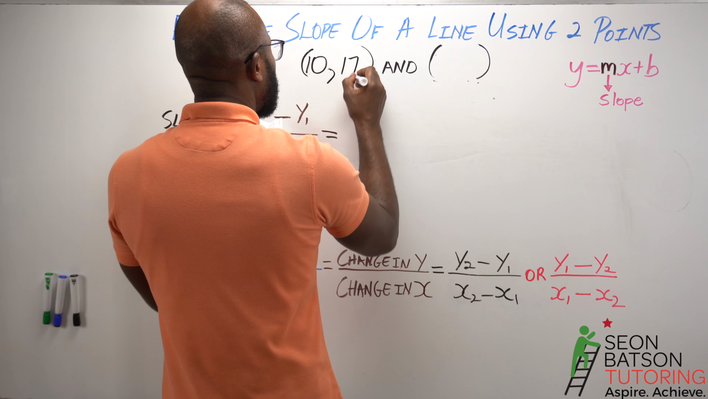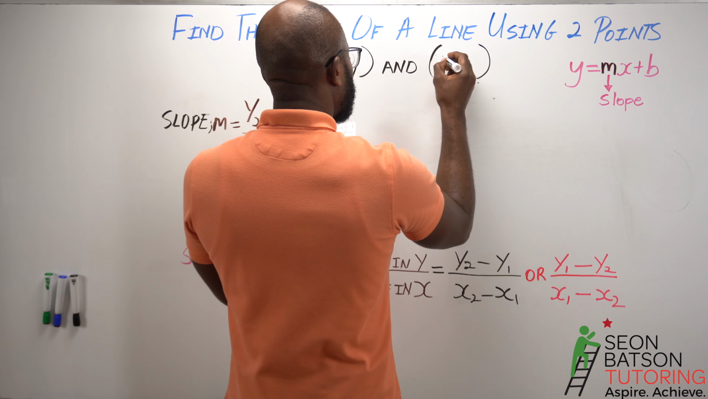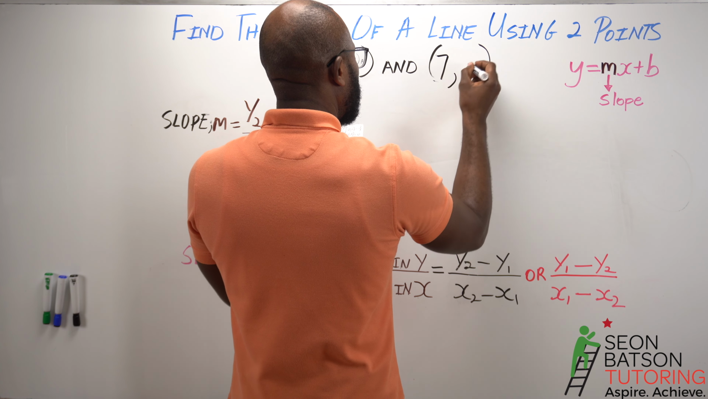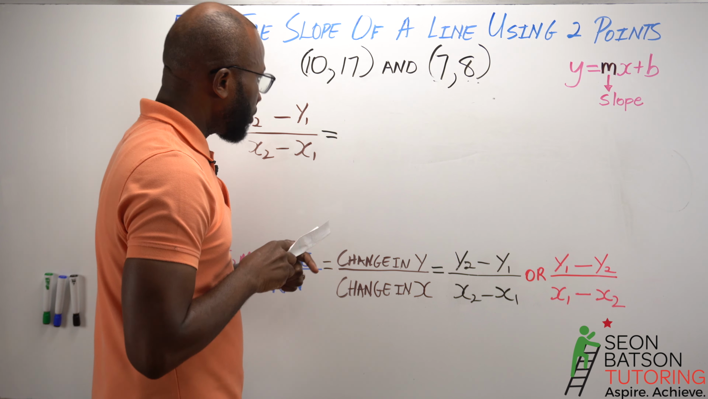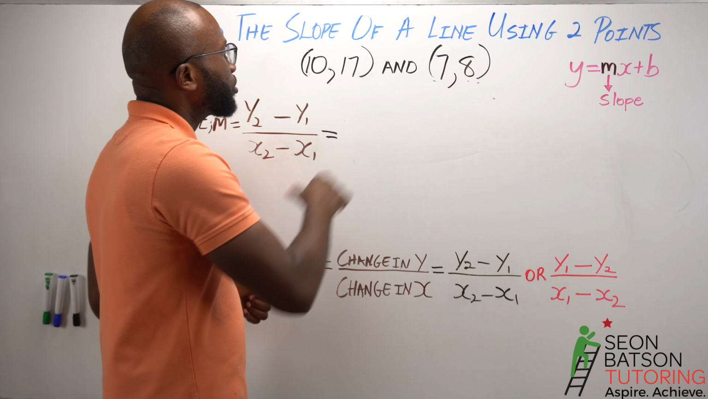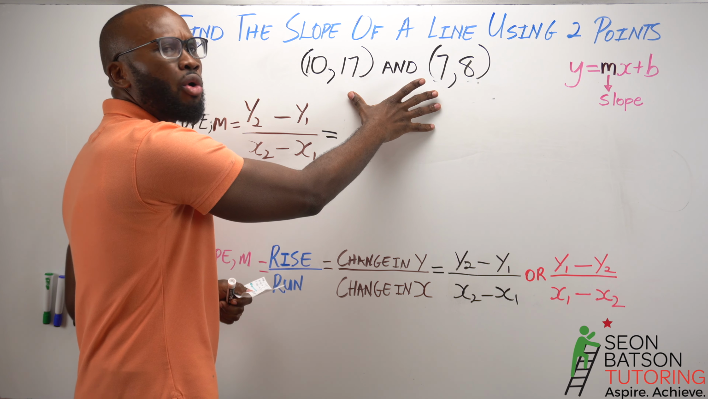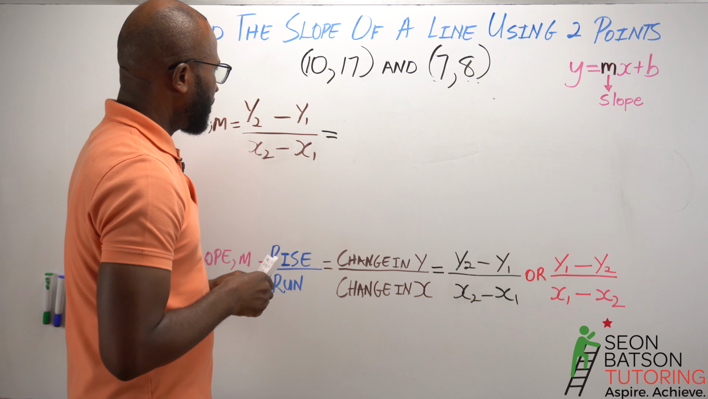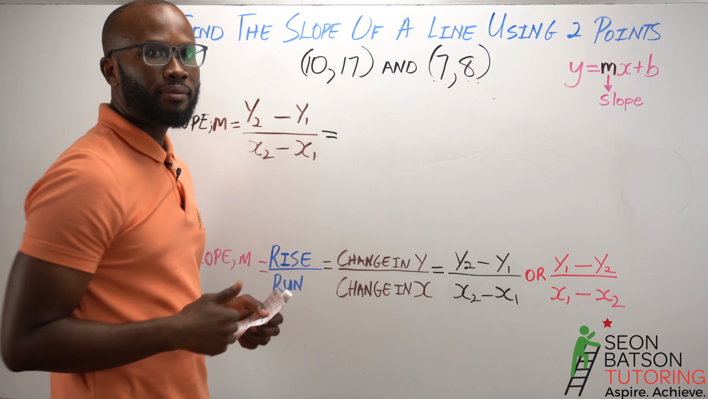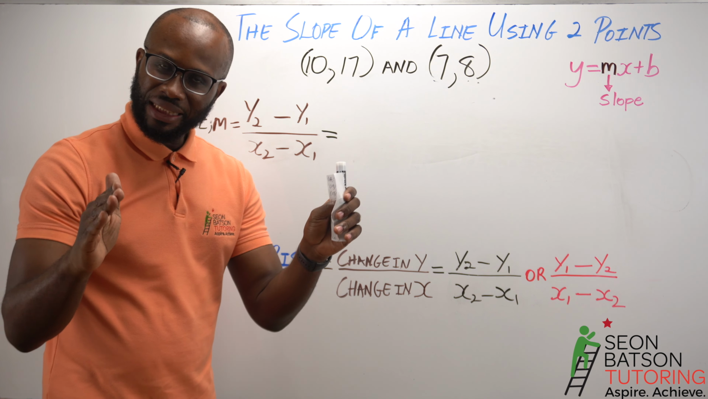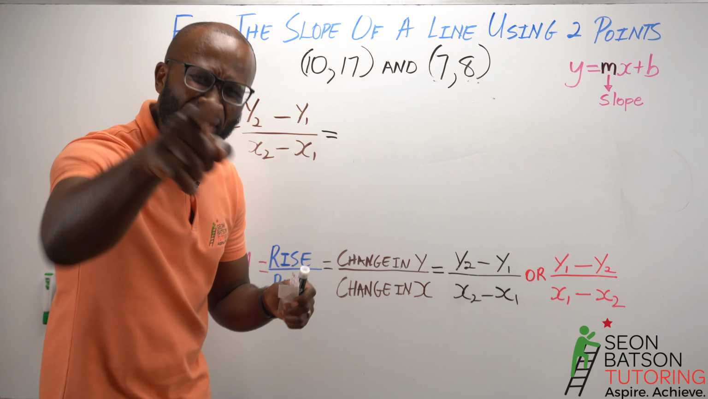And try this problem on your own. You're going to pause the video and find the slope using these 2 points right here. Remember the plan. You will first label the coordinates of each point. Then you will put them into the formula. Remember the plan. Go step by step. I believe in you. You got this.